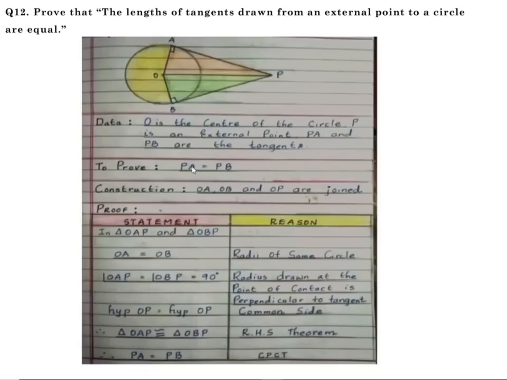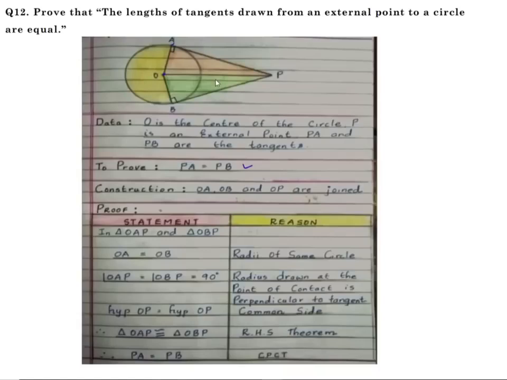So what do we need to prove? We need to prove that the lengths of the tangents from an external point to a circle are equal, that is, PA will be equal to PB. Now what is the extra construction I have done? I have joined OA, OB and OP. So if you write figure, data, prove, and construction, at minimum you will get 1 mark for this.